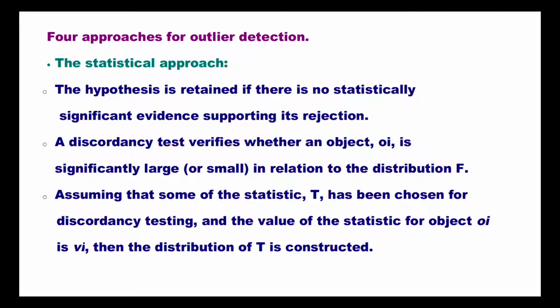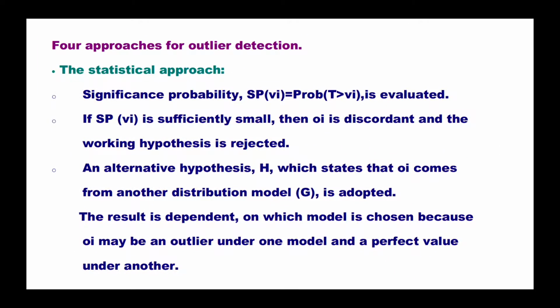Assuming that some statistic T has been chosen for discordancy testing and the value of the statistic for the object O_i is V_i, then the distribution of T is constructed. Significant probability, represented as SP of V_i, is given by the probability of T greater than V_i, and is also evaluated. If SP of V_i is sufficiently small, then O_i is discordant and the working hypothesis is rejected, which means that an alternative hypothesis H', which states that O_i comes from another distribution model G, is adopted.